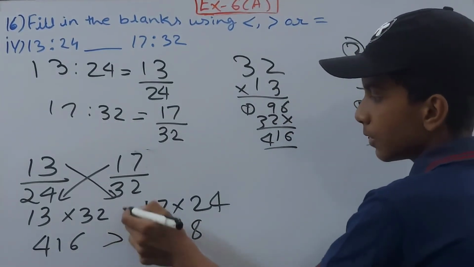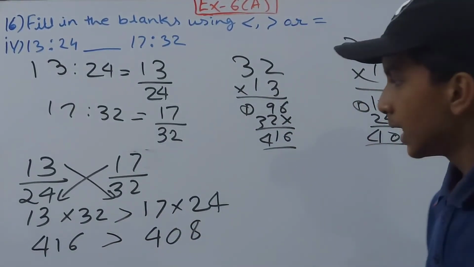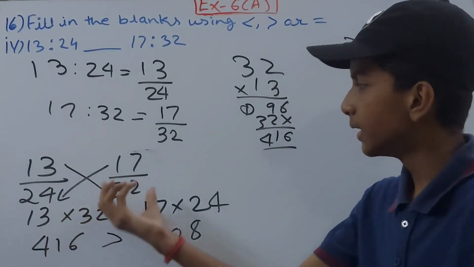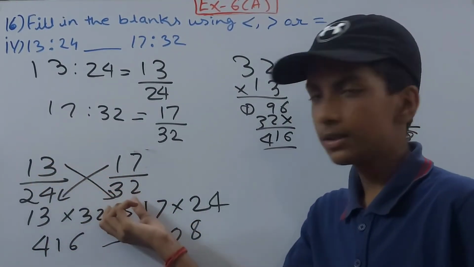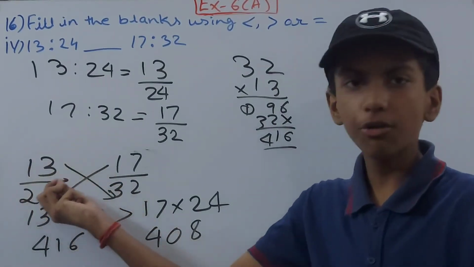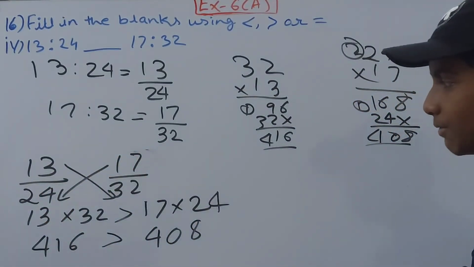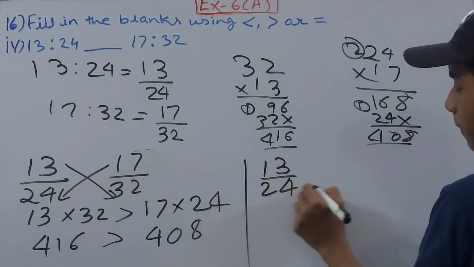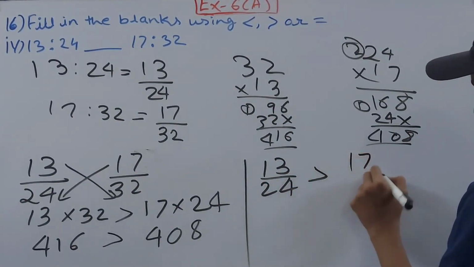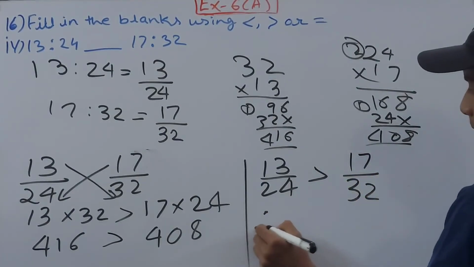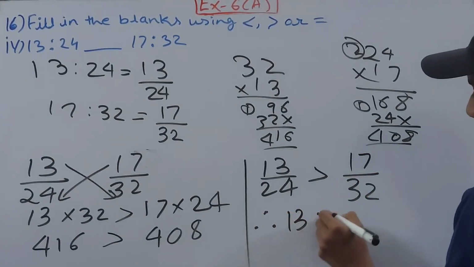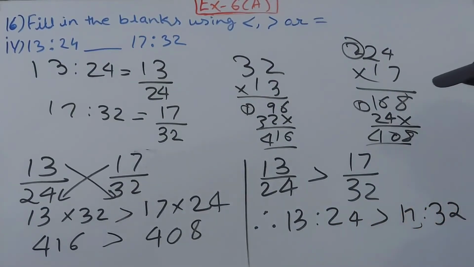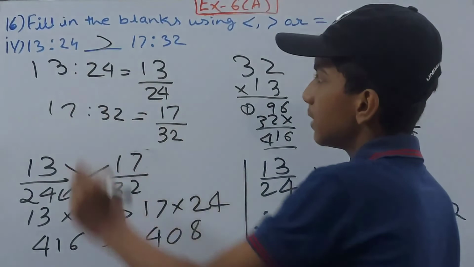So which one is greater? Of course 416 is greater than 408. Now you can write this as what? See, this one is greater, the first multiplication, right, which we got by multiplying 13 and 32. So this tells us that 13 upon 24 is greater than what? This 17 upon 32. So you write this as 13 upon 24 is greater than 17 upon 32, and therefore 13 is to 24 is greater than 17 is to 32. Alright, so we put this greater than sign here.